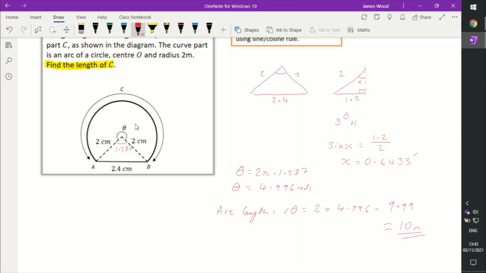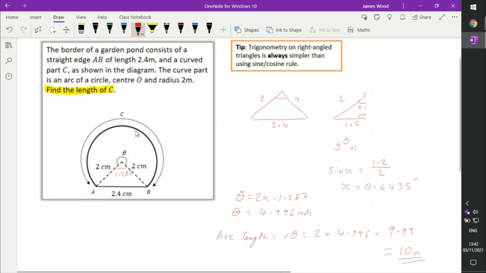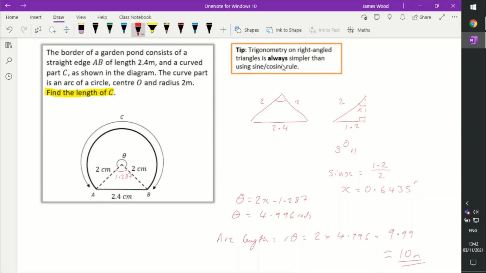So you might have to do some simple geometry problems to help you along, normally involving a right angle triangle. And I've written that as a bit of a tip here. If you can try and get a right angle triangle in these problems, that's much, much easier than using the cosine rule. Okay, so do things like splitting a triangle in half will help you.